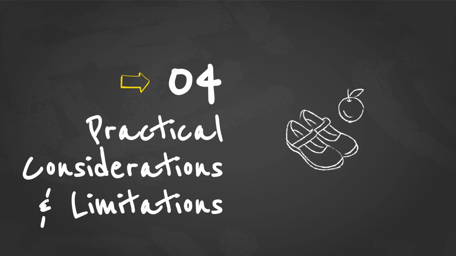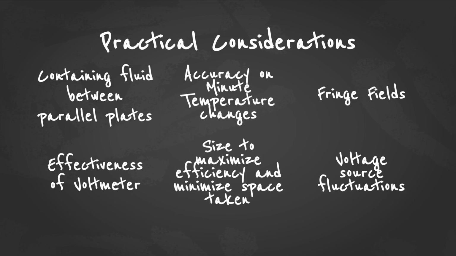Now this presentation talks about practical considerations and limitations of our device. There are essentially 6 main practical considerations that we have to be wary of. The first one is containing the fluid between the parallel plates. As we mentioned earlier, we're planning on containing the fluid with either glass or polystyrene. However, we can also use other materials.